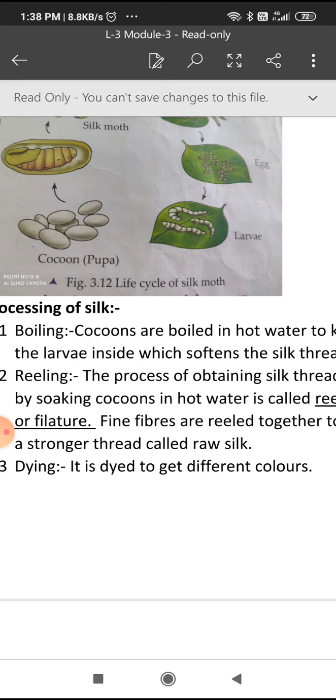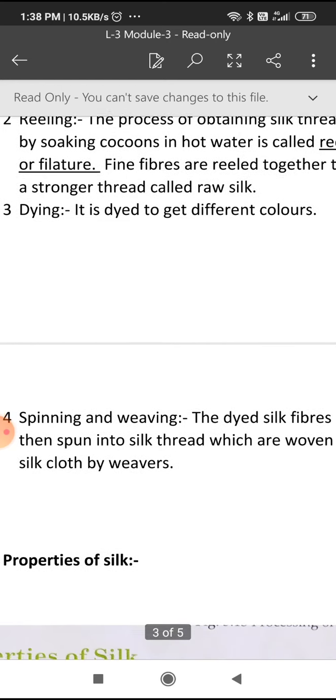Once they are reeled, we get silk cloths of different colors, not only yellow or white, because the silk we get directly from the cocoon is white or yellow, but cloths are colorful. So it has to be dyed to get different colors. The last stage is spinning and weaving.